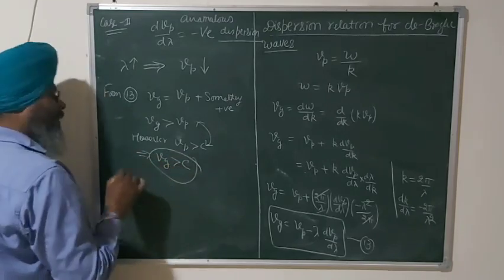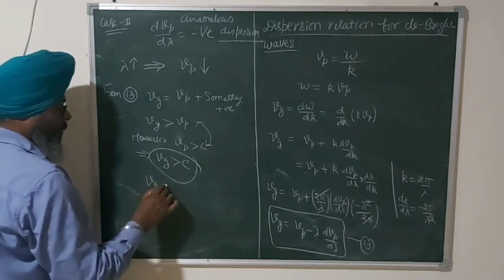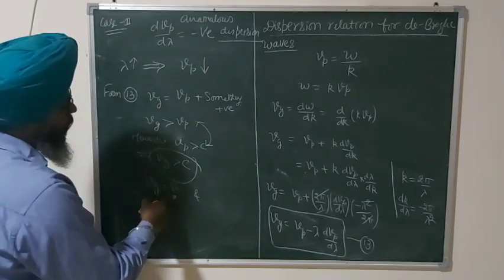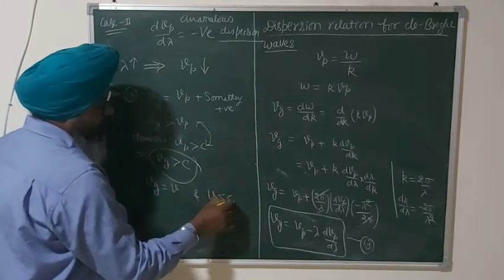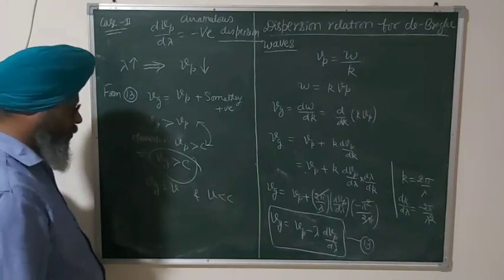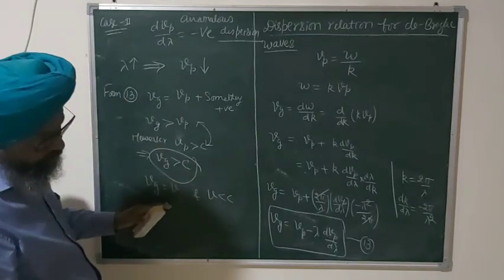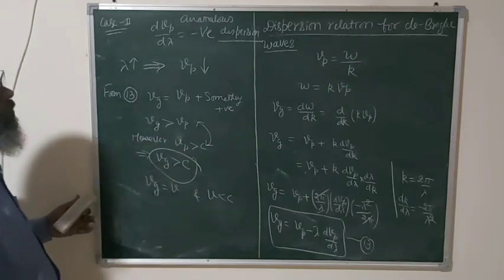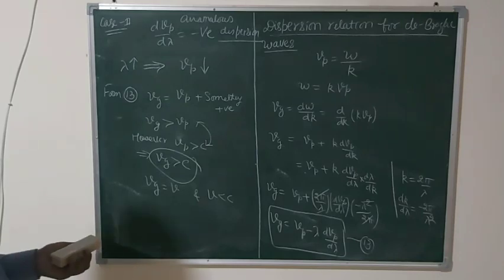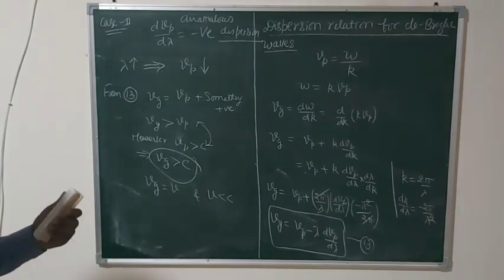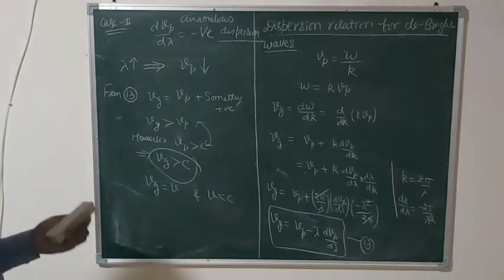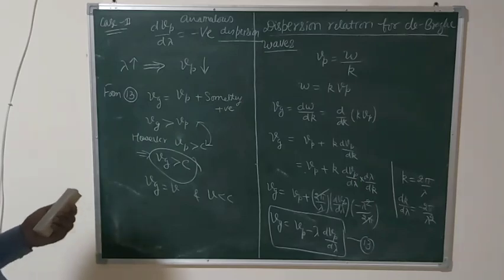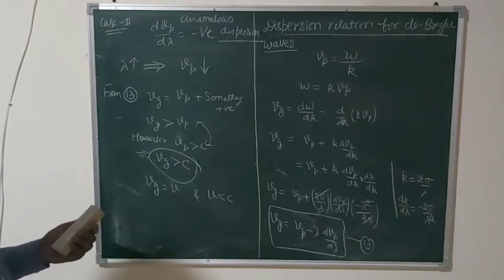Now this is again unacceptable. Why? Because Vg is equal to V, and V, which is the speed of the object, is always less than c. So this kind of dispersion is not serving my purpose. Therefore, from case 1 we just concluded that de Broglie waves must show dispersion. From case 2, we concluded that the dispersion shown by de Broglie waves cannot be anomalous dispersion.